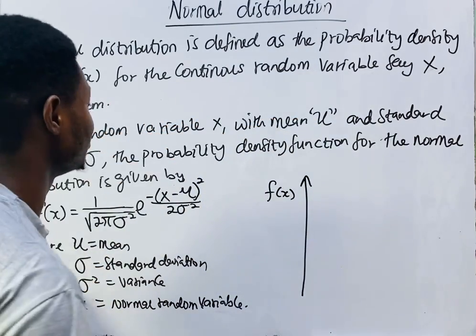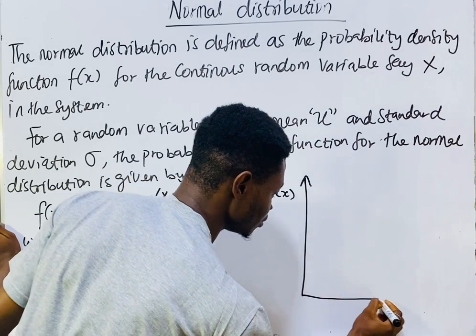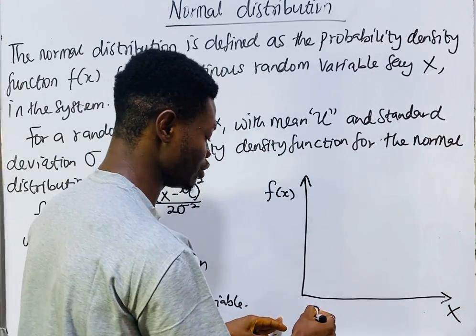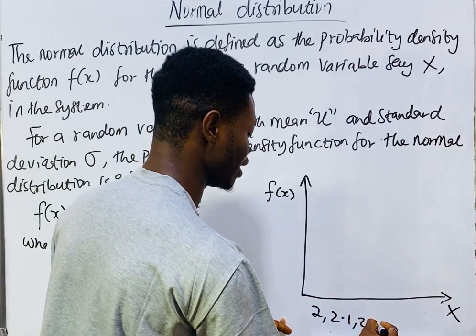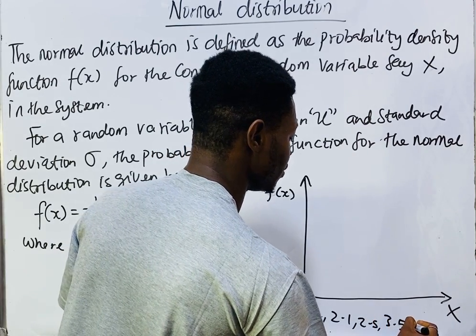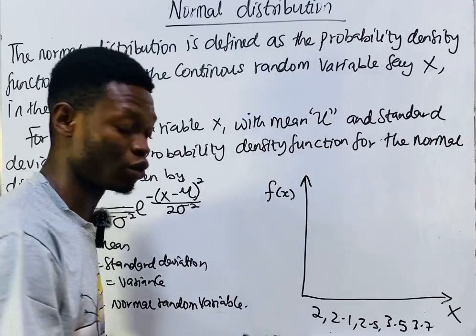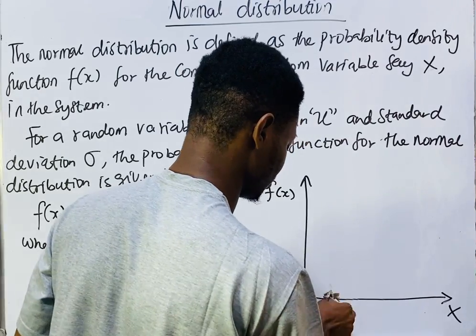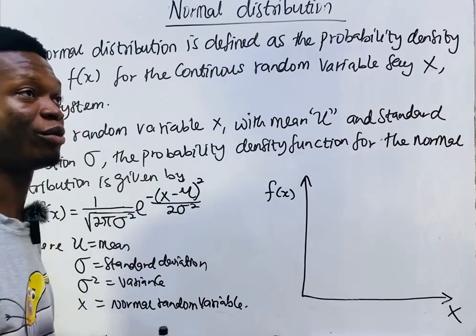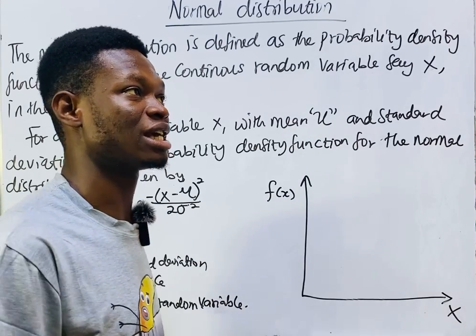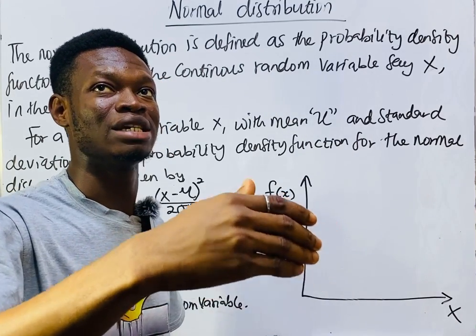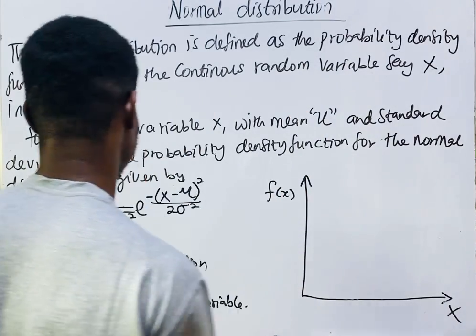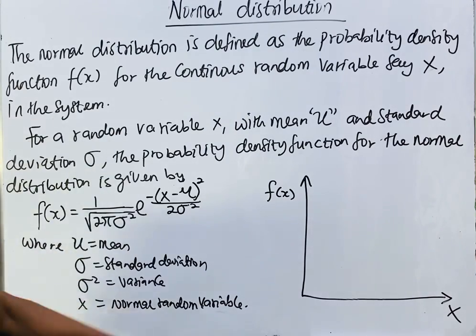This is for the continuous random variable, say X. You know that X can take any value. It can be 2, it can be 2.1, 2.5, 3.7, any value. If you are measuring a height, it can be that your height is about 2.8 meters or something like that. So this is our continuous random variable, X.